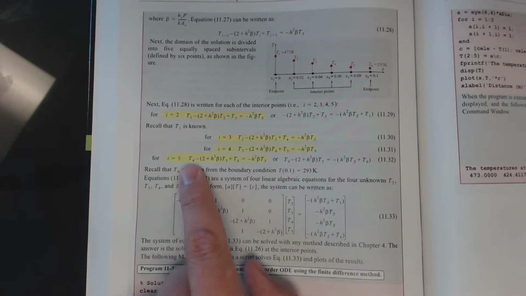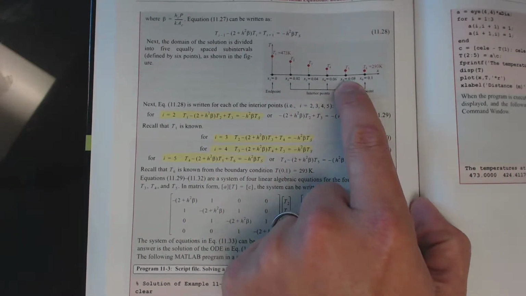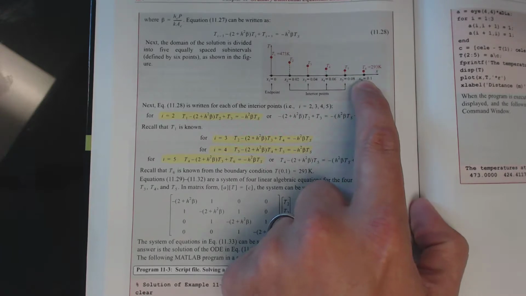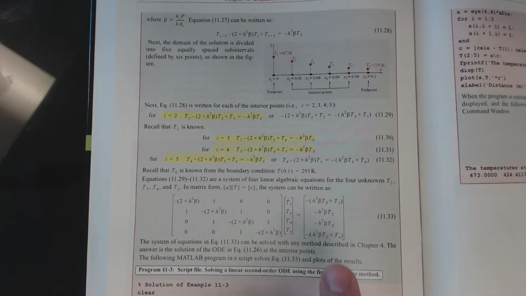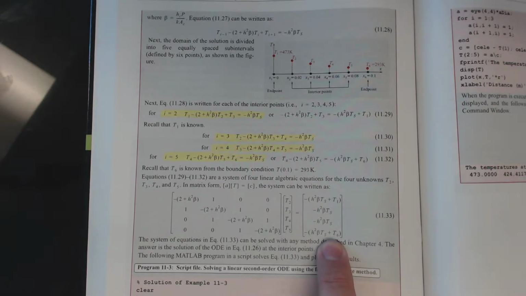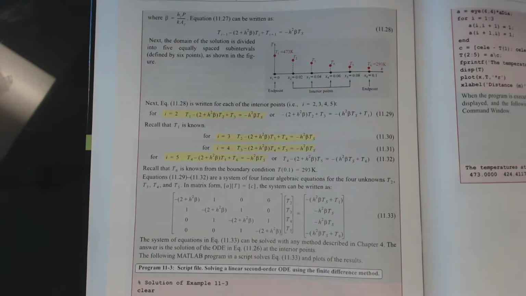Same story for i equals 5. At the 5th point, you're dependent on the point just to the left and the point just to the right. So as you know T6, throw it in the solution vector. You don't have to have another independent variable to solve for something you already know. Save yourself the complexity, and the problem is more or less set up.